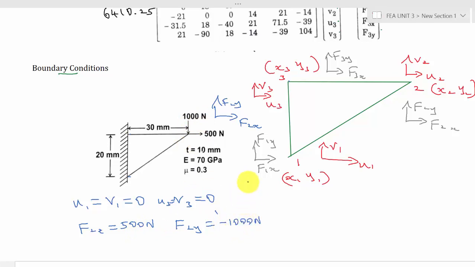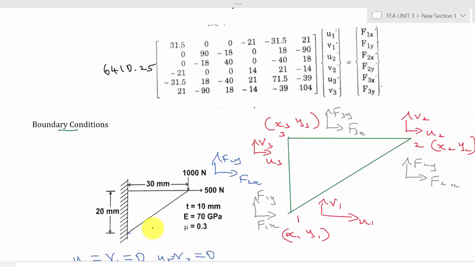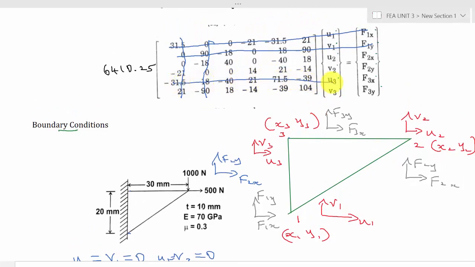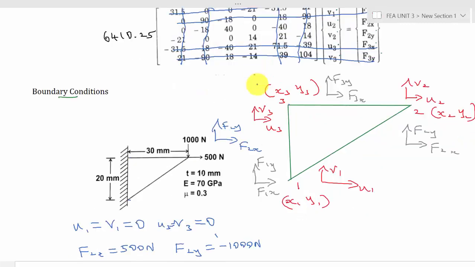So now we can apply the boundary condition. Since U1 and V1 are 0, the first row of the matrix is 0 because U1 is 0. Then V1 is 0, so the second row and the second column will be 0. Then U3 is 0, so the fifth row and the fifth column is 0. Similarly, V3 is also 0, so the sixth row and the sixth column is 0. So we have a 2 cross 2 matrix, so I can write it.